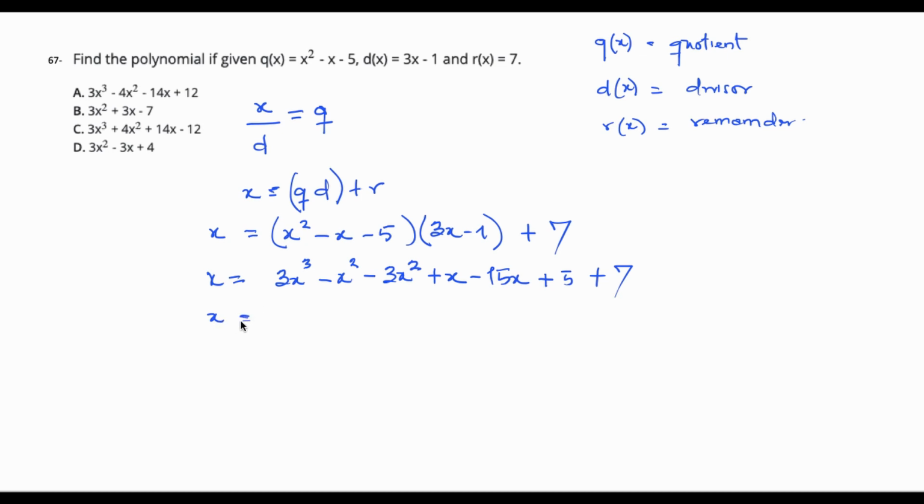x is equal to 3x cubed, which stands alone. Now minus x squared minus 3x squared results in minus 4x squared, and x minus 15x results in minus 14x, and 5 plus 7 results in 12. So our original polynomial here is 3x cubed minus 4x squared minus 14x plus 12, and that is A. And you can try it out. If you divide this by the divisor here, you're going to have this result and a remainder of 7. So our answer is A.